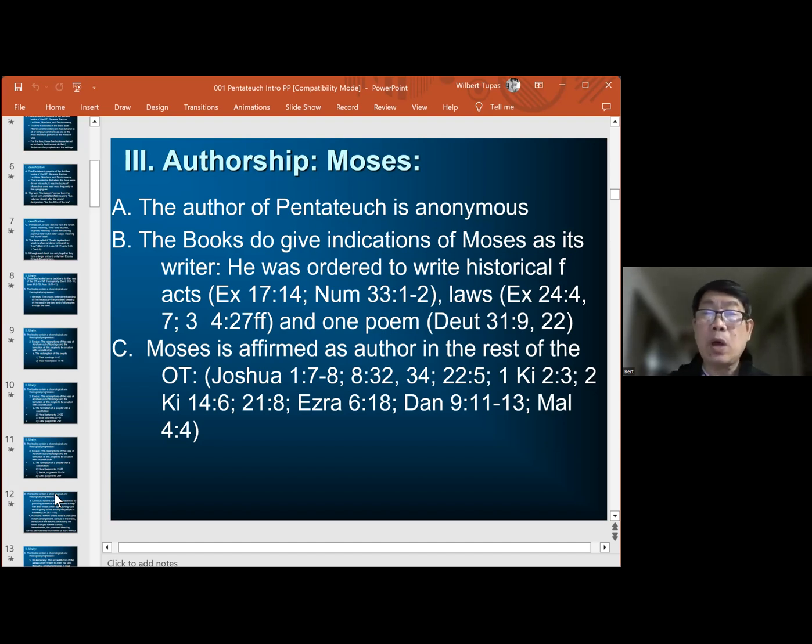Joshua chapter 1, verses 7 to 8, for example: after Moses' death, God instructed Joshua to obey all the law given by Moses.